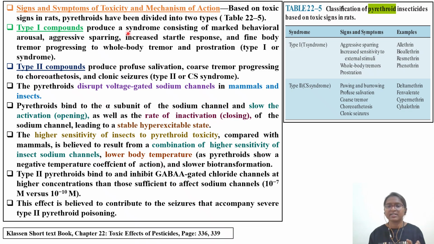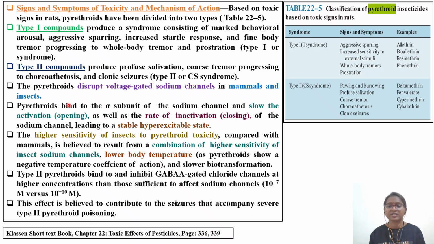Based on the toxic signs in the case of rats, we have type 1 and type 2, which we have discussed. Type 1 compounds produce a syndrome consisting of marked behavioral arousal, aggressive sparring, increased startle response, fine body tremor progressing to whole body tremor, and prostration. That is the type 1 syndrome. Coming to the type 2 syndrome, you have profuse salivation, coarse tremor progressing to choreoathetosis, and clonic seizures.